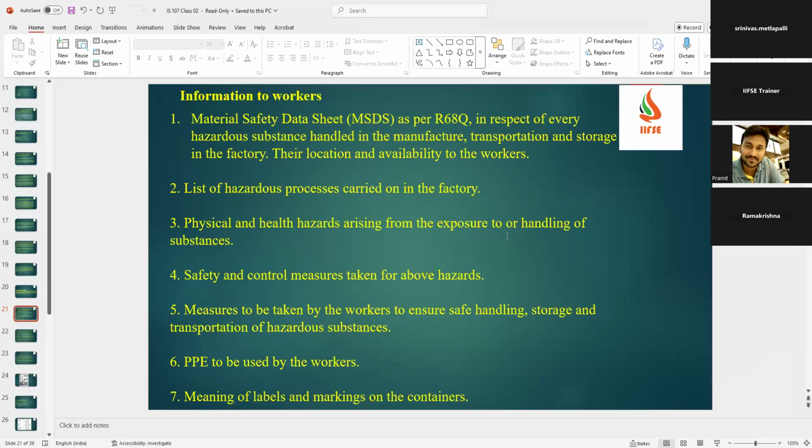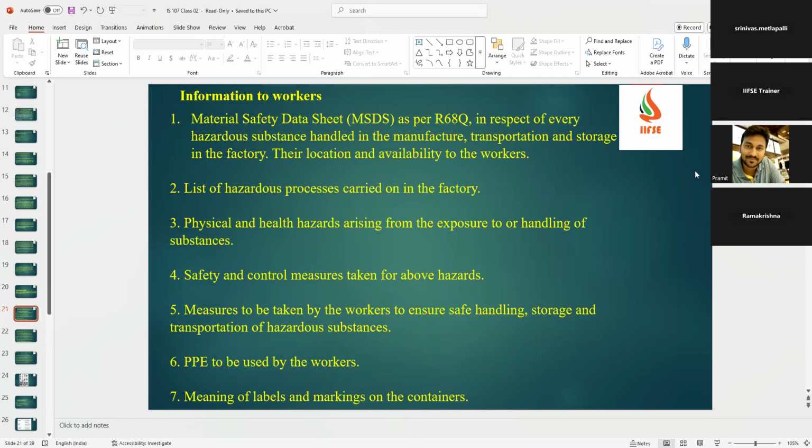Then safety and control measures taken for the above hazards. When we say taken, in the sense which are existing, what safety measures are existing in place, we have to explain. And whatever safety equipment, PPEs, or controls there are, we should also explain about them: where they are, how they work, their necessity, that is when to use them. What are the safety controls in place, how they work, in what situations they have to use those controls. Okay, these things are very important.